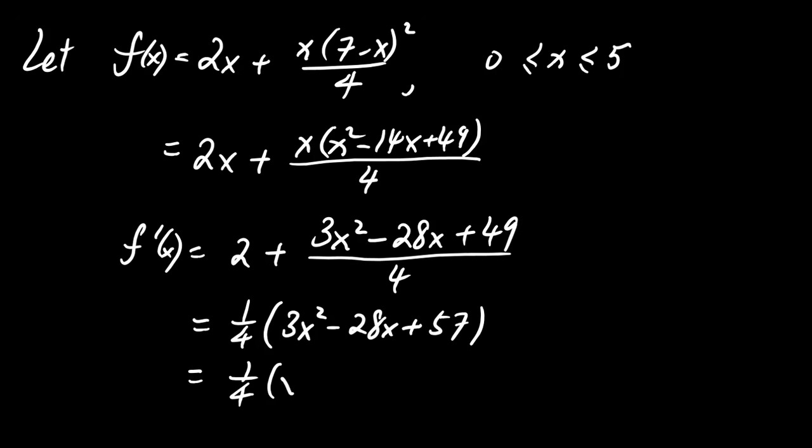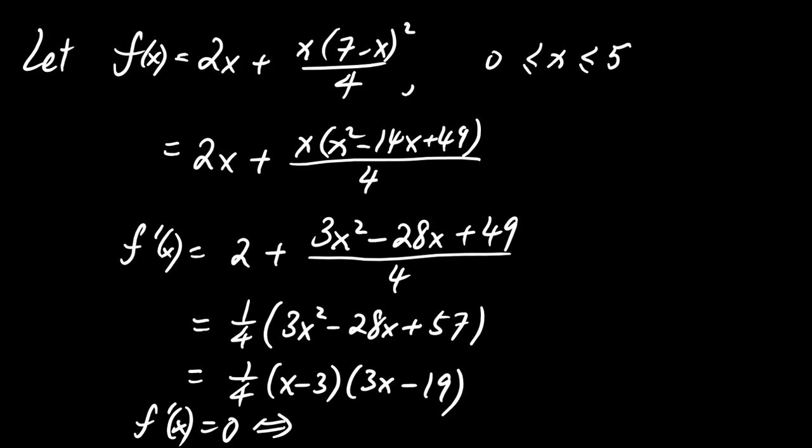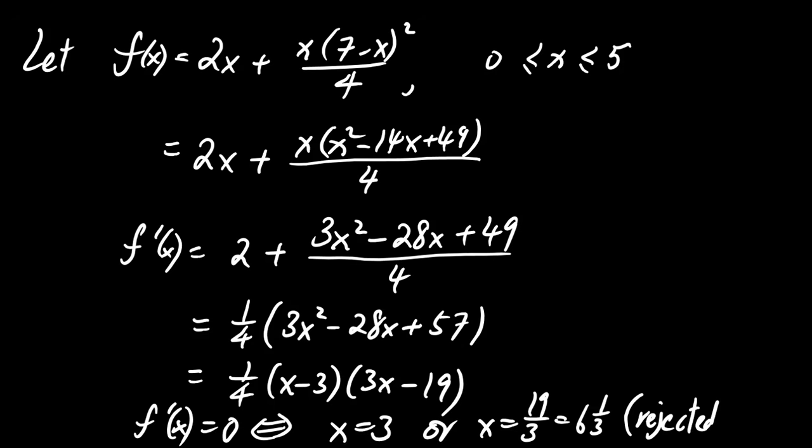This can be factorized as (x minus 3)(3x minus 19). f prime x equals 0 if and only if x equals 3 or x equals 19 over 3, which is 6 and 1 over 3. This is rejected because it is out of the range. So we know that f prime x equals 0 if and only if x equals 3.